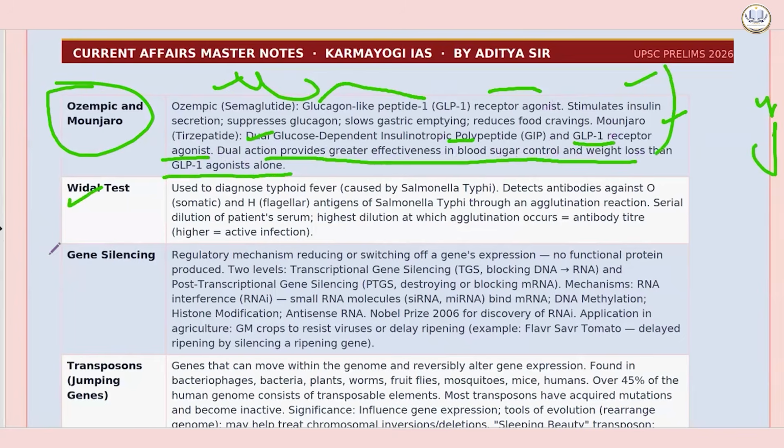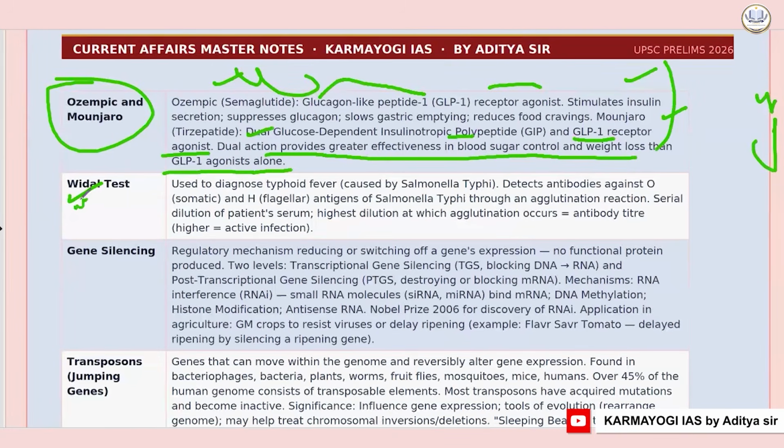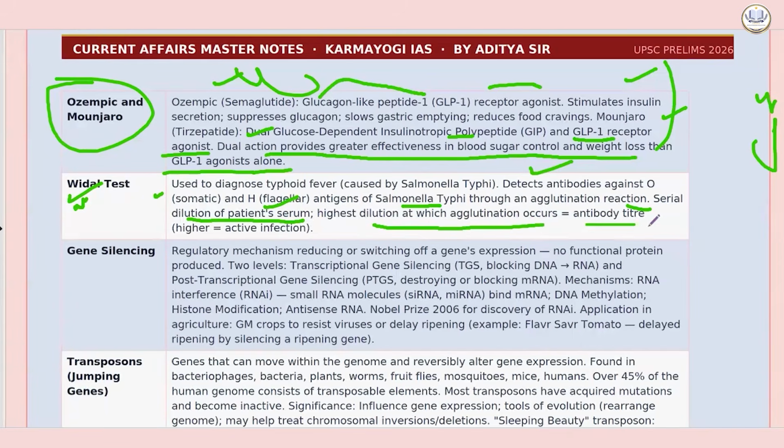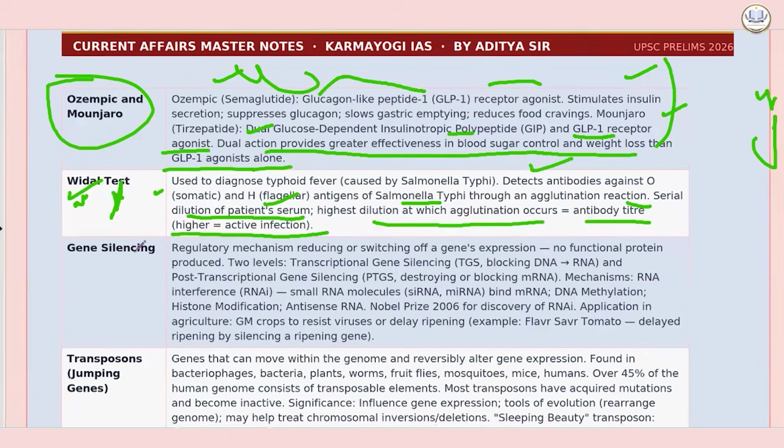We have the Widal test. It is used to diagnose typhoid fever caused by Salmonella typhi. It detects antibodies against O, that is somatic, and H, that is flagellar antigens of Salmonella typhi through an agglutination reaction. Serial dilution of patient serum; the highest dilution at which agglutination occurs is the antibody titer. Higher titer equals active infection. If it is higher, then more active infection.